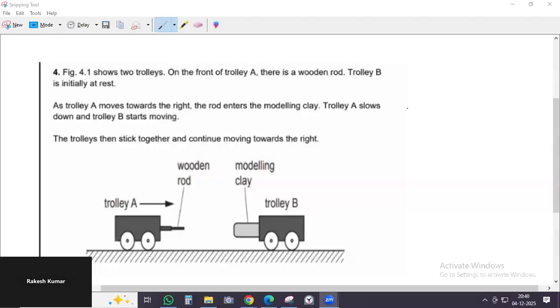So, there are two trolleys. On the front of trolley A there is a wooden rod. There's a wooden rod here. And trolley B is initially at rest. Trolley A moves towards the right and enters the modeling clay.